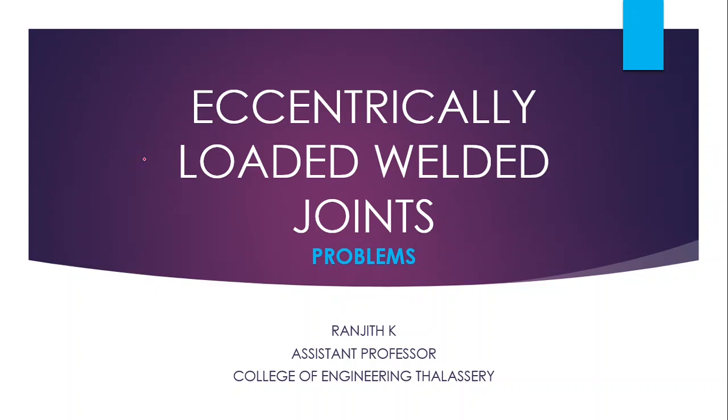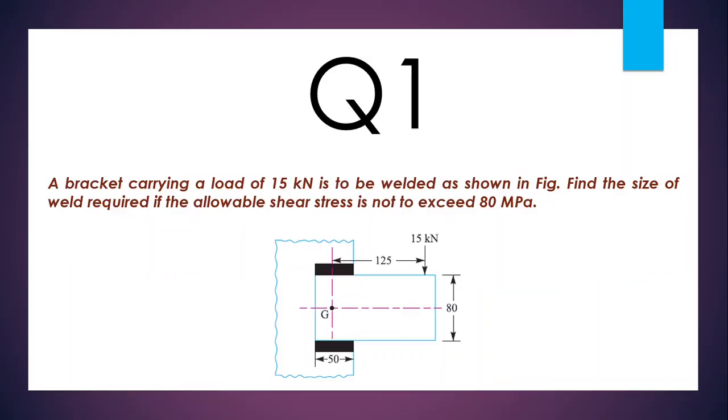Welcome to all. Today we will discuss eccentrically loaded welded joints. We can do some problems regarding this topic. First problem: a bracket carrying a load of 15 kilonewton is to be welded as shown in the figure.